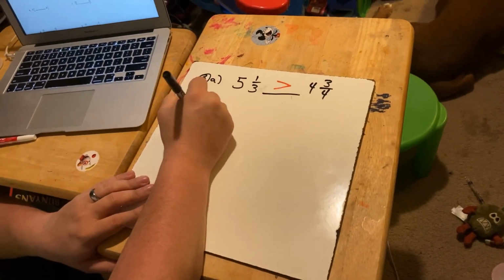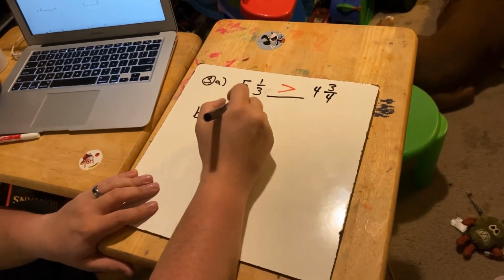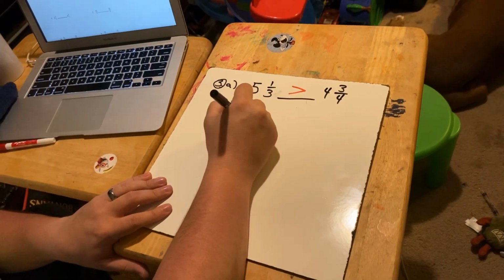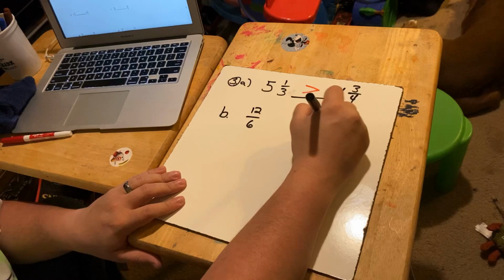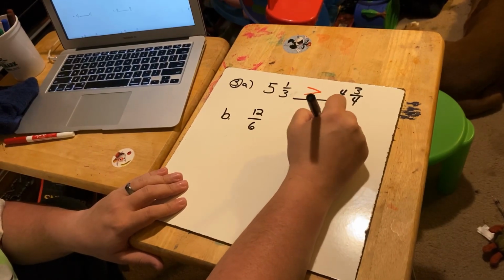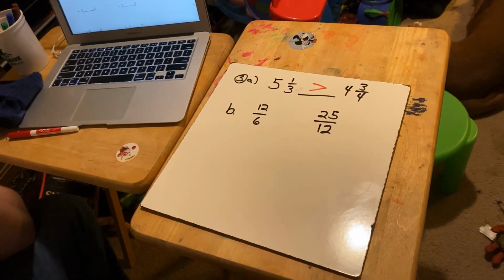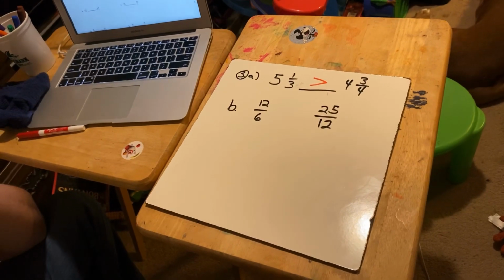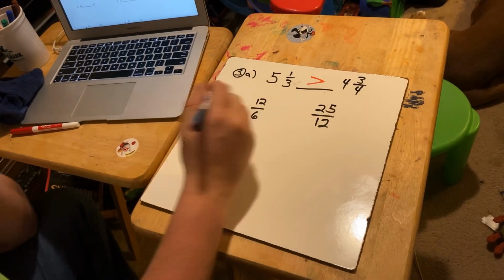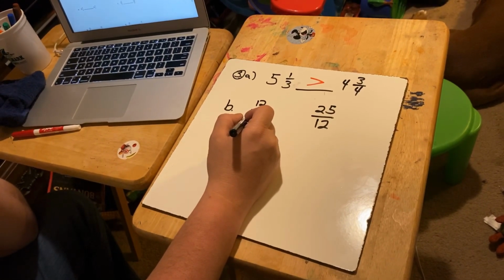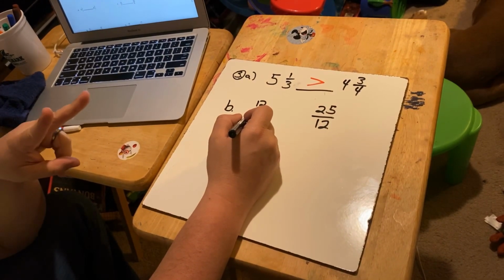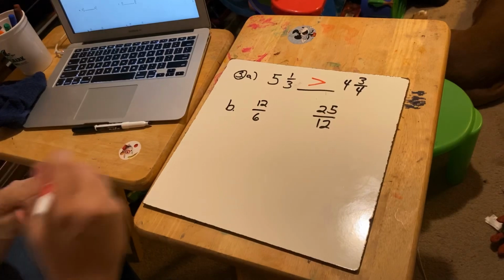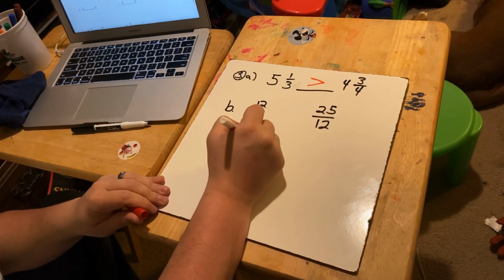Let's look at B. B says 12 sixths and 25 twelfths. 6 sixths make 1 whole. 12 sixths make 2 wholes. And if you want, go ahead and write it underneath there. That's 2 wholes.